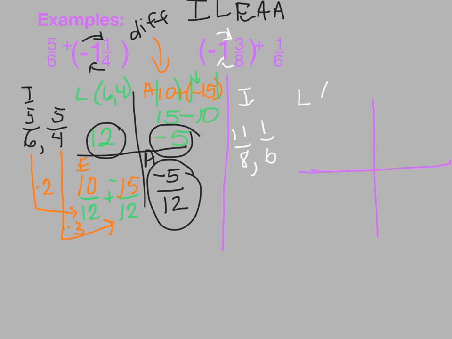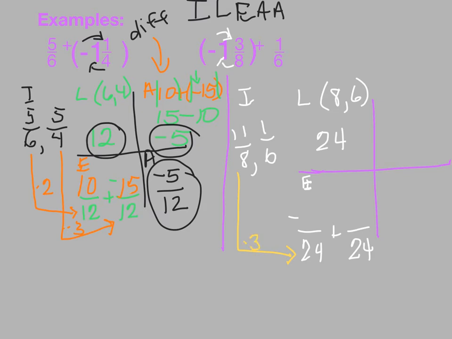My L, the LCM of 8 and 6. The LCM of 8 and 6 is 24. Next is my E, equivalent fractions. So I'm going to have some number over 24 plus some other number over 24. I know my first fraction is negative. So I'm going to say to myself, how do I get from 8 to 24? That would be times 3.